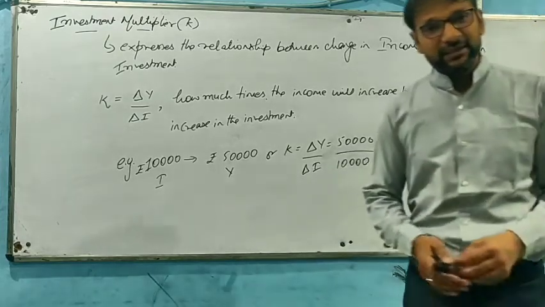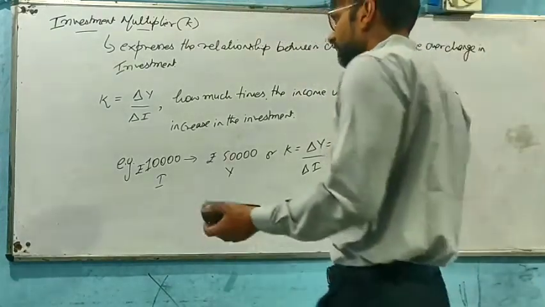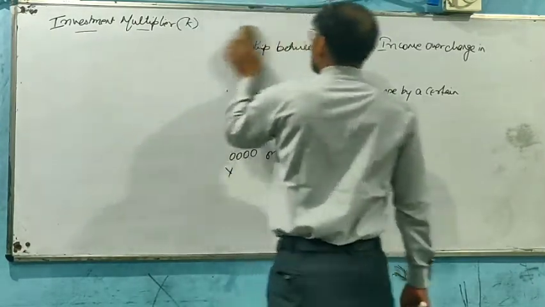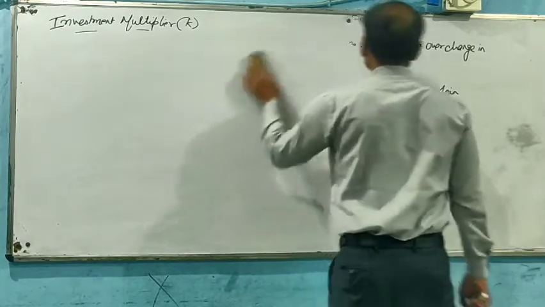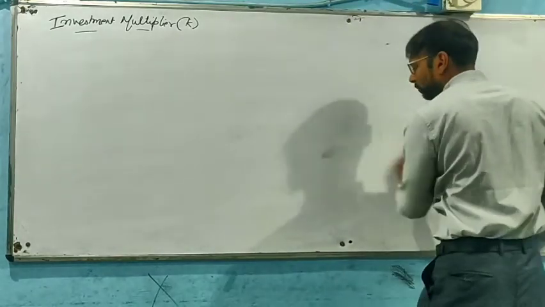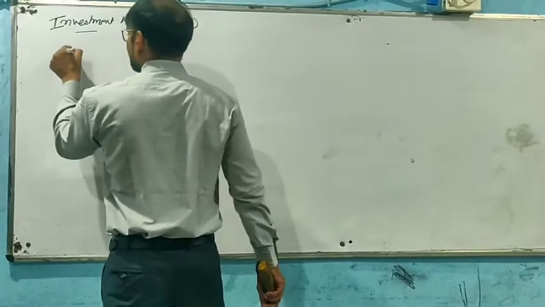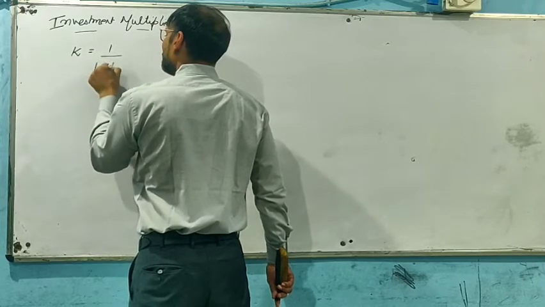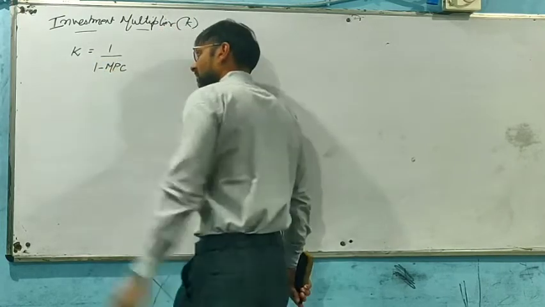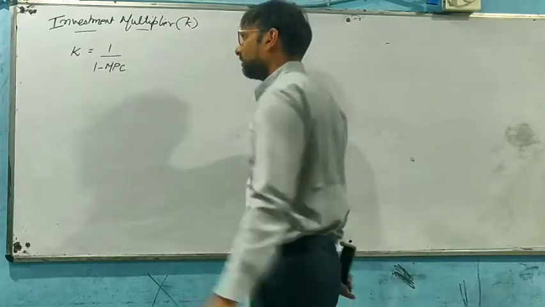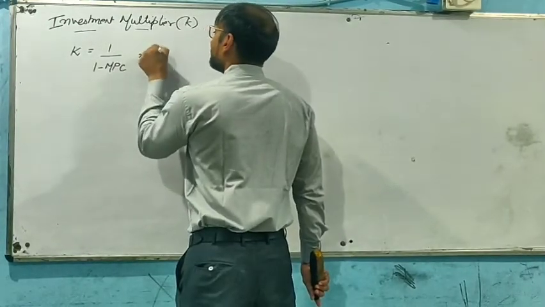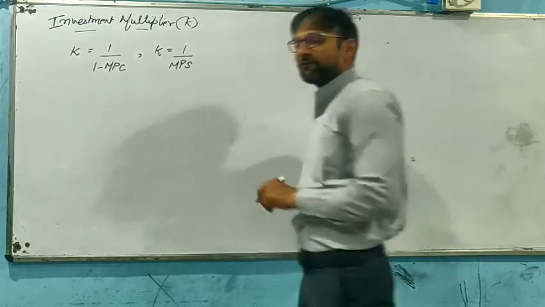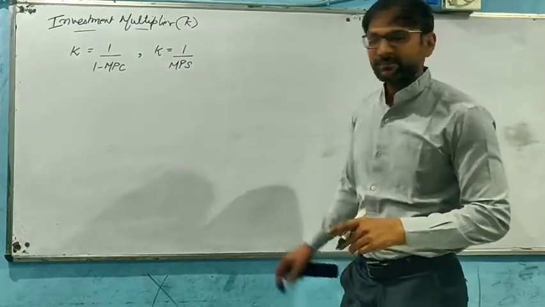Now, if we say this is the investment multiplier, the investment multiplier can also be expressed from the consumption and saving point of view. How? We can also say that investment multiplier can be obtained by the reciprocal of 1 minus MPC, or we can say it can also be obtained by 1 upon MPS, or reciprocal of marginal propensity to save.